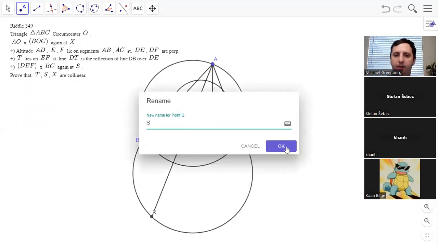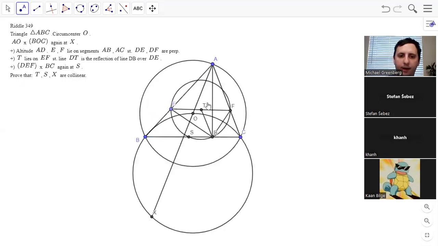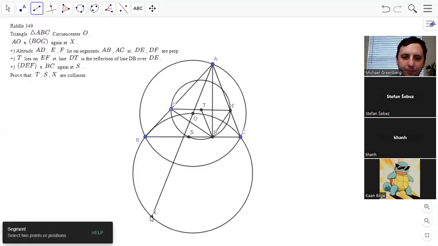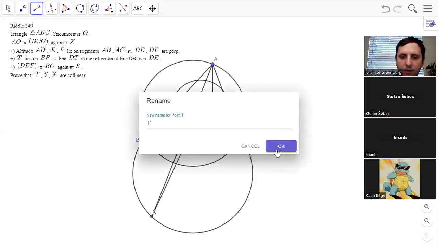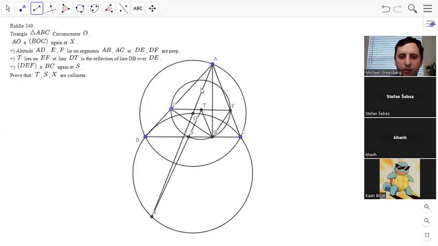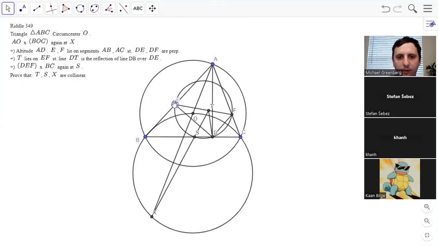I feel like it might have been easier if it said, let SX intersect this at T and prove that this is an angle bisector. I think that might be an easier way to state this. So like this circle, we want to show DE is an angle bisector of T prime DB. This seems like a middle riddle, but maybe it's harder than it looks.